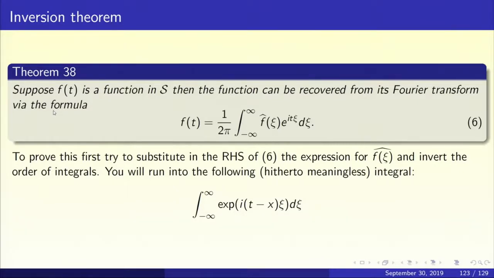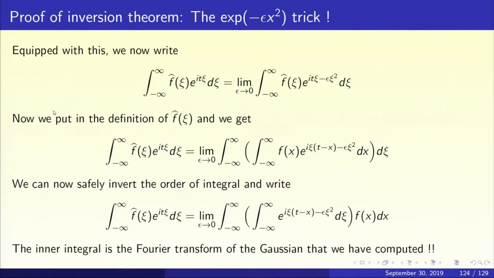And you want to switch the order of integration. You switch the order of integration, then the integral that you get with respect to the chi variable is integral minus infinity to infinity exponential of i times t minus x chi d chi. This integral as it stands is meaningless. So how to circumvent this difficulty? To circumvent this difficulty, we introduce a nice trick called the e to the power minus epsilon x squared trick.